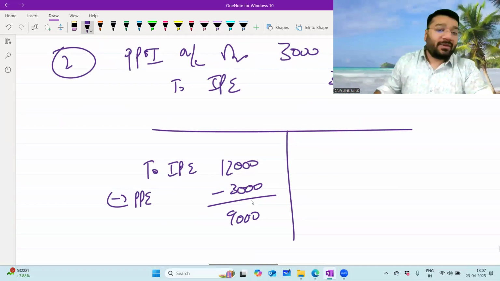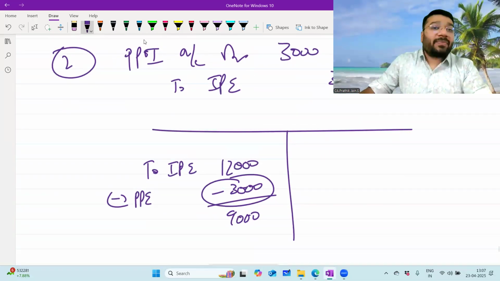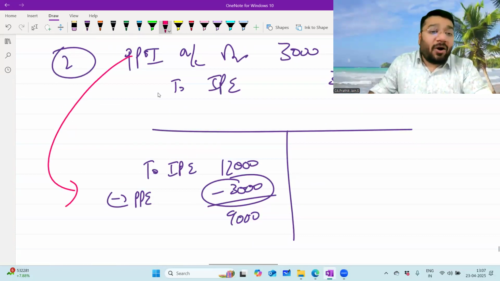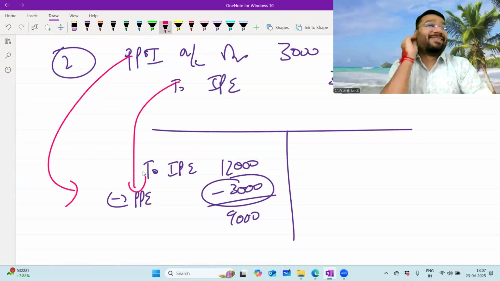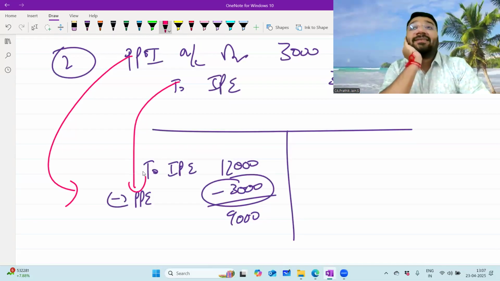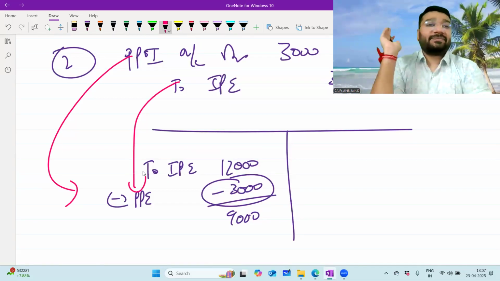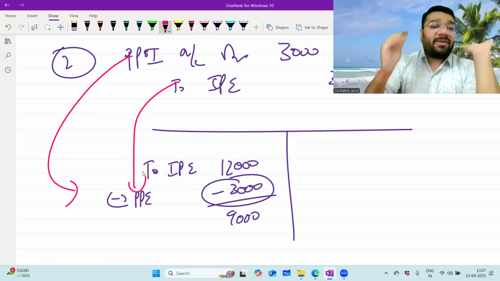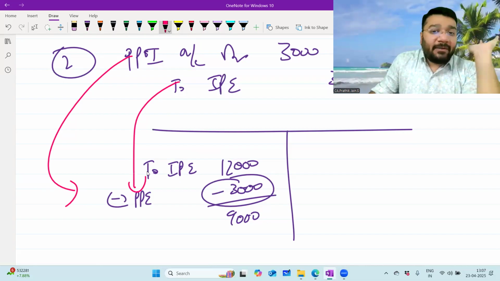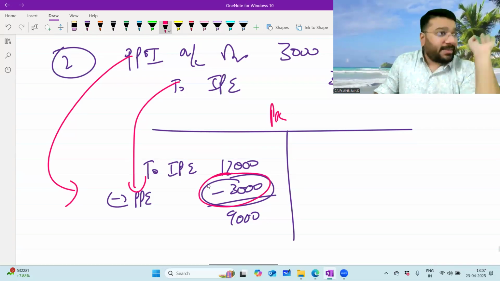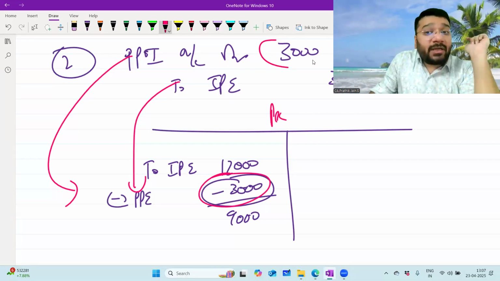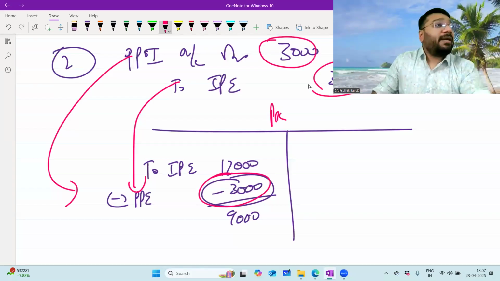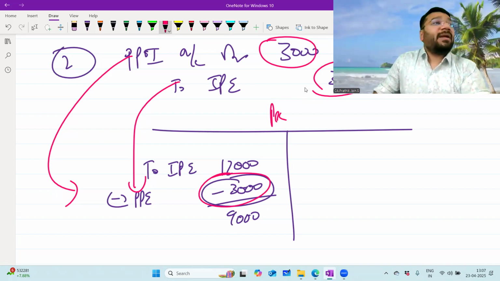My question to all of you. This 3,000 that you have subtracted, is it the debit part of the journal entry or the credit part of the journal entry? This 3,000 rupees you're minusing from your P&L, is it because of the debit part or the credit part of the journal entry? Credit. All of you say credit. Anybody debit? You said it wrongly in the previous question.